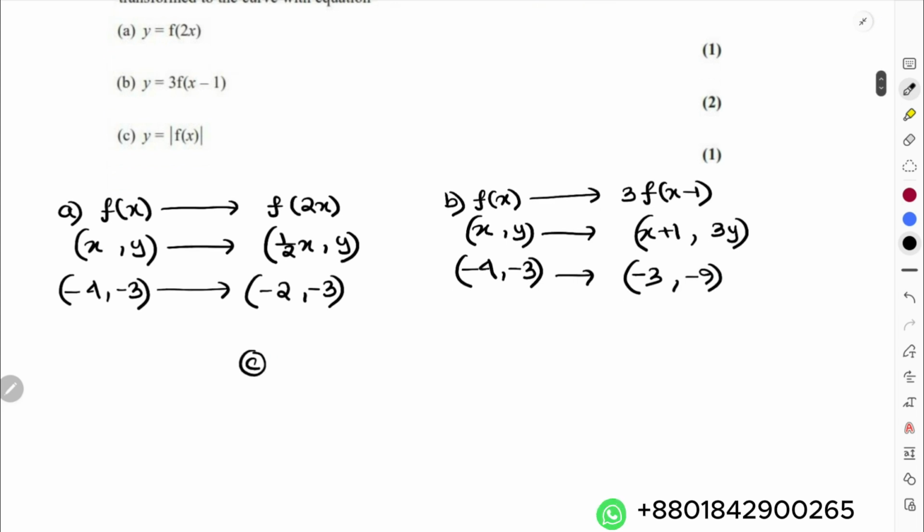Then again for your part C, y = |f(x)|, right? It means that this time all your y coordinates can never be negative. Understand that? Over here, x doesn't have a modulus. f(x), which equals y, has the entire modulus. That means now your y coordinates can never be negative. Only your x coordinates can be negative.